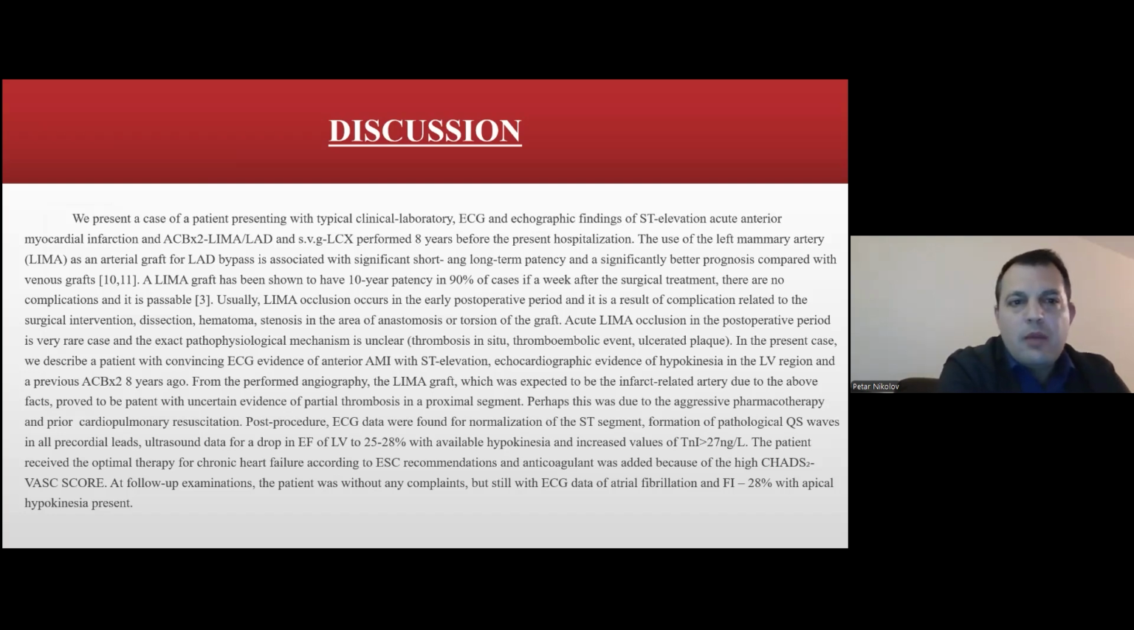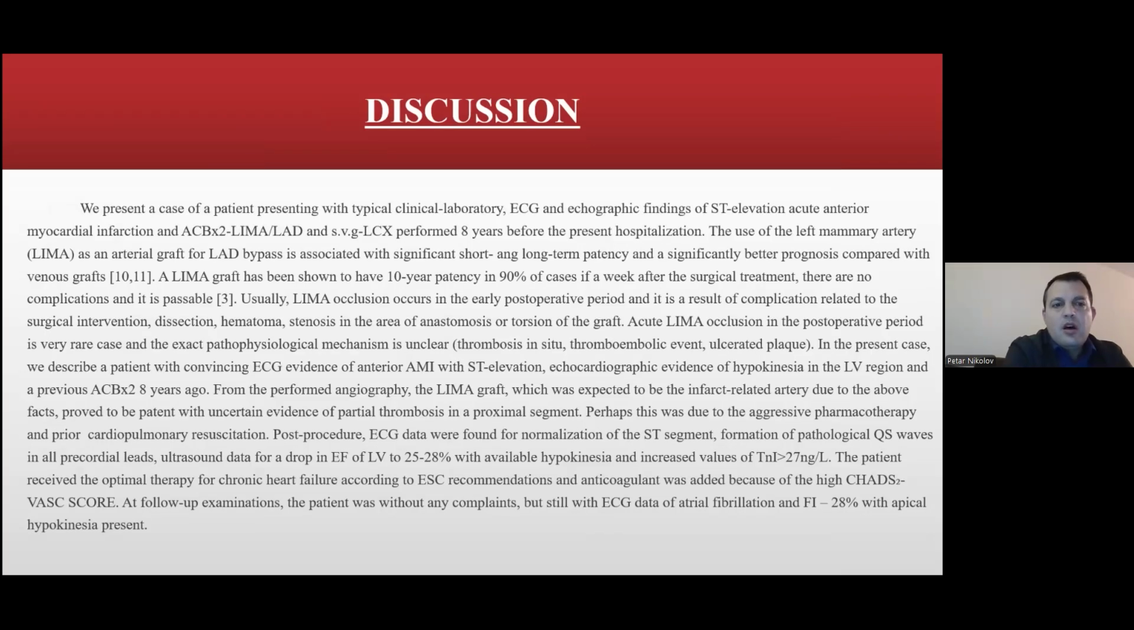In the present case, we described the patient with convincing ECG evidence of anterior MI with ST elevation, echographic signs of hypokinesia in the left ventricle region, and previous bypass 8 years ago. From the performed angiographic examination, the LIMA graft, which was expected to be the infarct-related artery due to the above facts, proved to be patent with uncertain evidence of partial thrombosis in the ostioproximal segment. Perhaps this was due to aggressive pharmacotherapy and prior cardiopulmonary resuscitation.